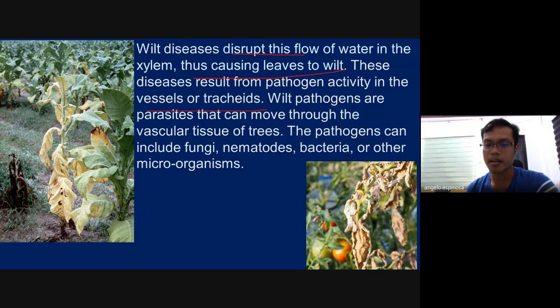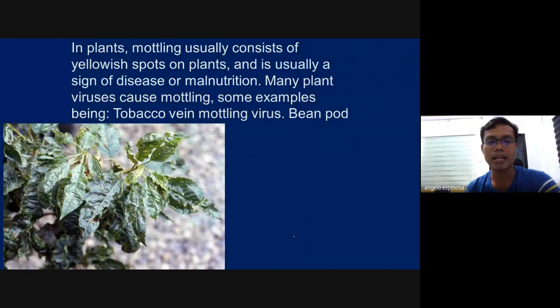And you have also the mottling in plants. The mottling usually consists of yellowish spots on plants. And it is usually a sign of disease or malnutrition. O yan, that is already malnutrition. Kasi nga, nagkakaroon ng abnormality sa length at width ng mga leaves. Many plant viruses cause mottling, some examples being tobacco vein mottling virus and bean pod mottle virus. Sa tobacco, ito talaga usually ang common na sakit, yung mottling virus. Okay?